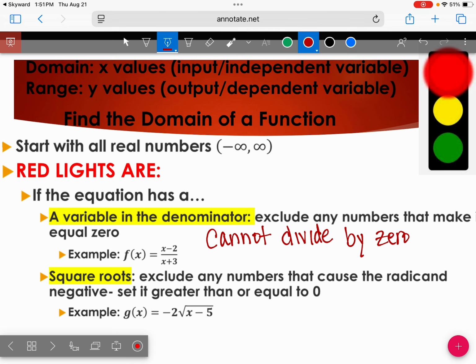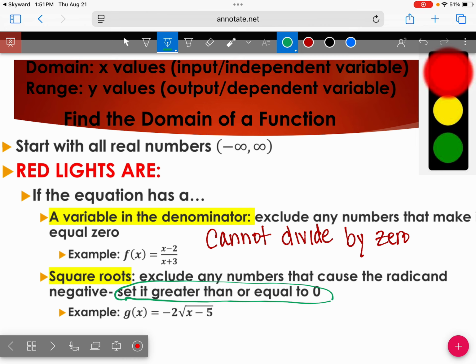The second red light is square roots. You cannot take the square root of something that is negative. If you don't believe me, test it in your calculator. If you type in the square root of -3, you get an error. So if you have a square root, it has to be greater than or equal to 0. So we're going to look at 9 different equations, and we're just going to state the domain. And it'll go fast. I know that sounds like a lie, but it's not.